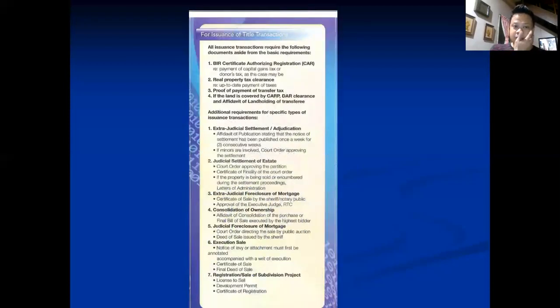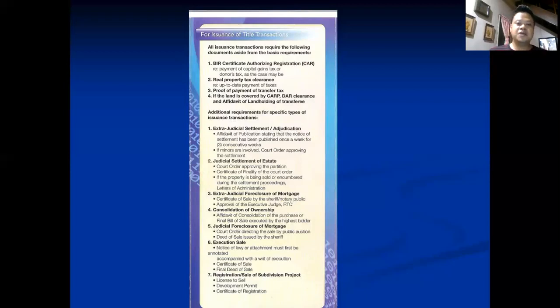Okay? Now, for issuance of title transaction. So all issuance of transactions require the following documents aside from the basic requirements. What are these? Di ba? Kala natin, land titles and deeds. Title lang, yun na yun, malipat na. Hindi, meron ka pa rin obligasyon. Obligasyong magbayad ng iyong buwis.